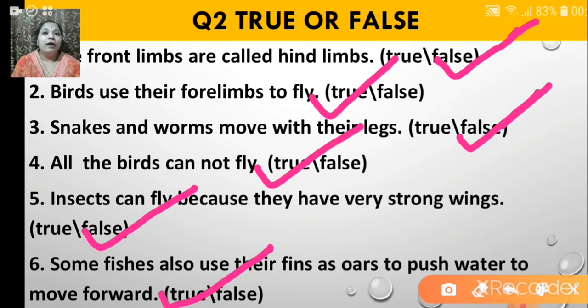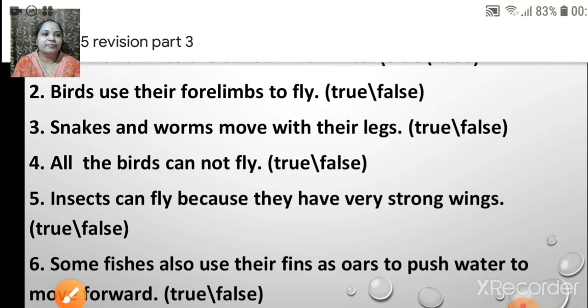Now, as you have already studied this lesson, and this is a revision, be ready with your answers before I tell you the correct answer. So let us move on to the next set of questions.